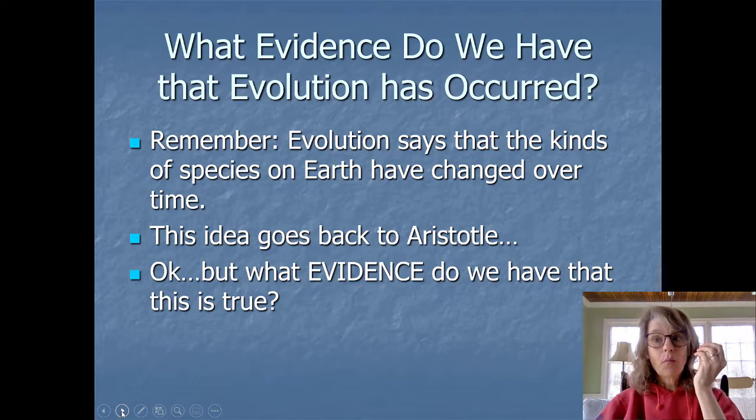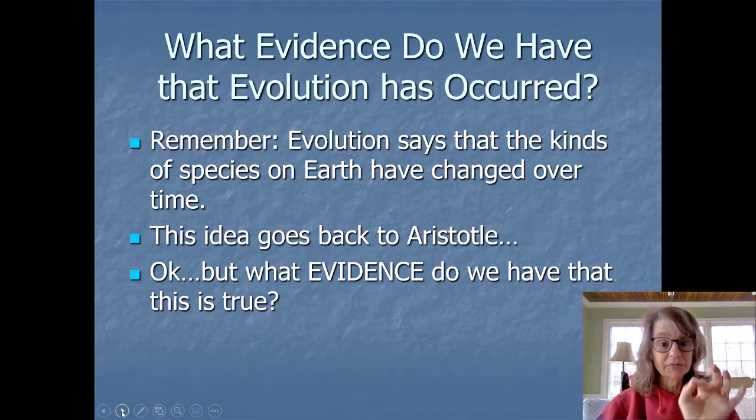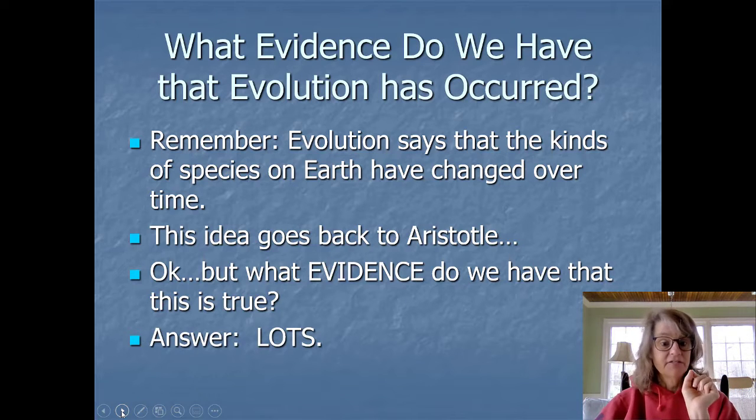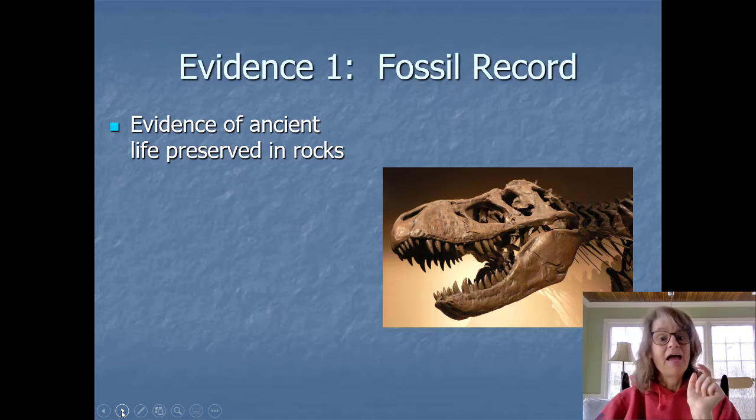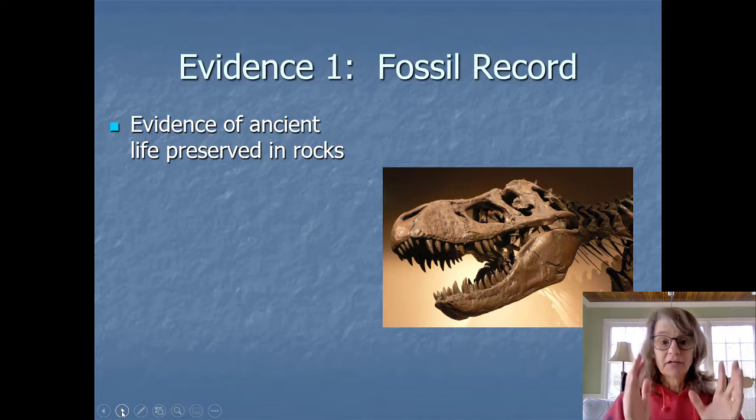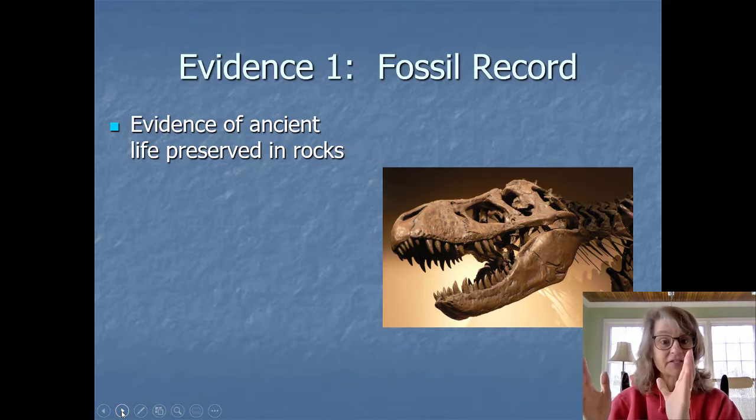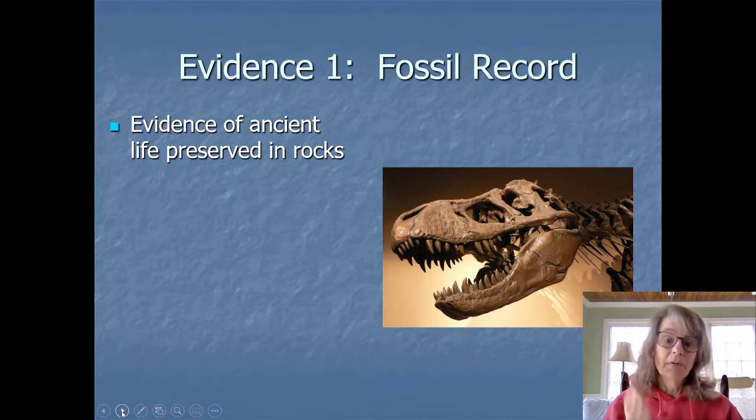So what evidence do we have that life actually has changed? The answer is lots. And it starts with the fossil record. We are going to go through all the different categories of evidence that we have that life has changed over time, and moreover, that change is due to natural selection. But right now, the fossil record.